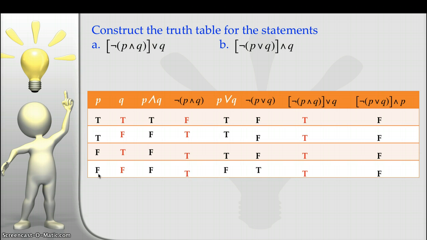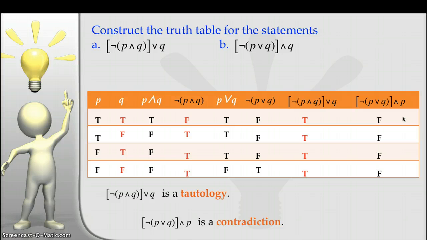Now if you take a look at the right, written in red here, they are all true, so we can make the deduction that the negation of P and Q or Q is a tautology because they are all true. At the last column, we have all false, so we can make a deduction that the negation of P or Q and P is a contradiction.